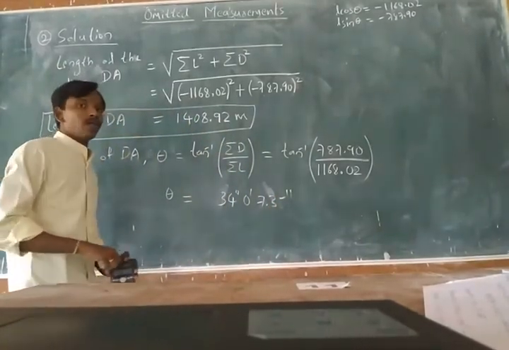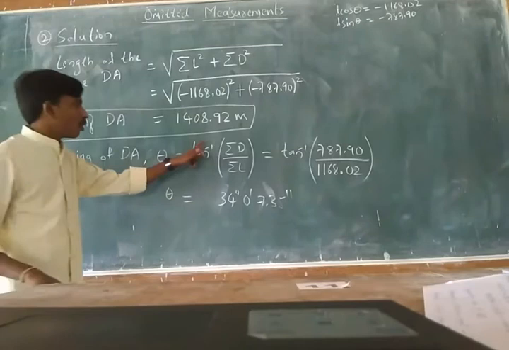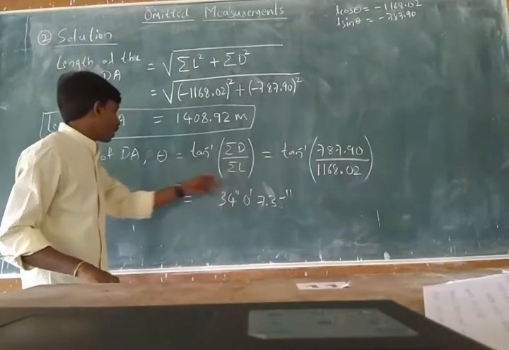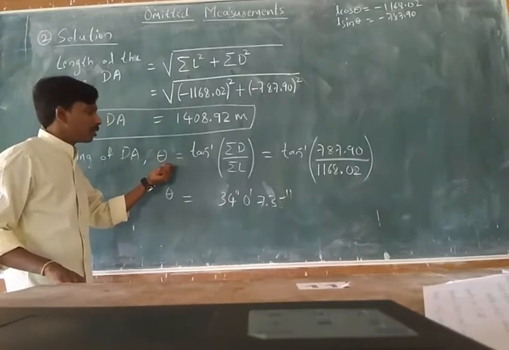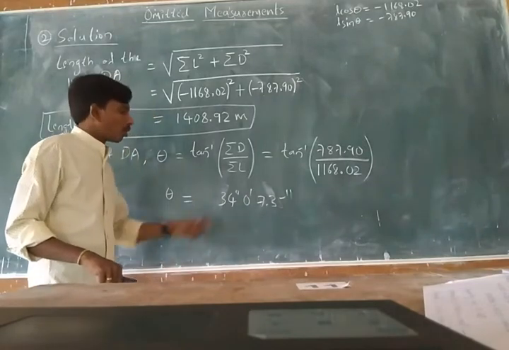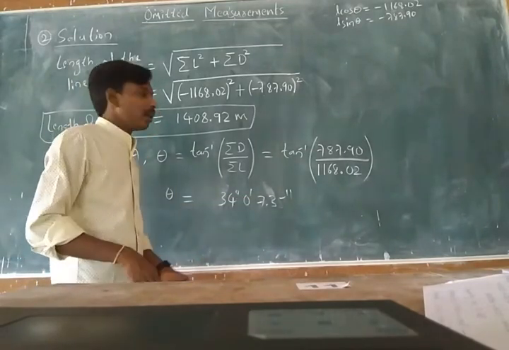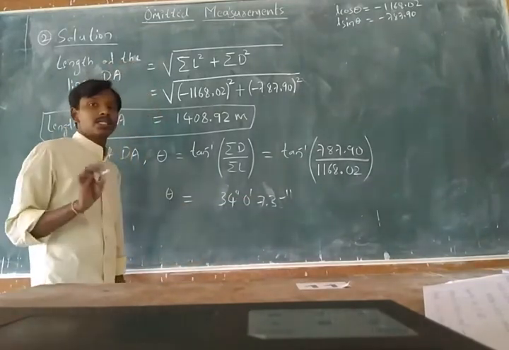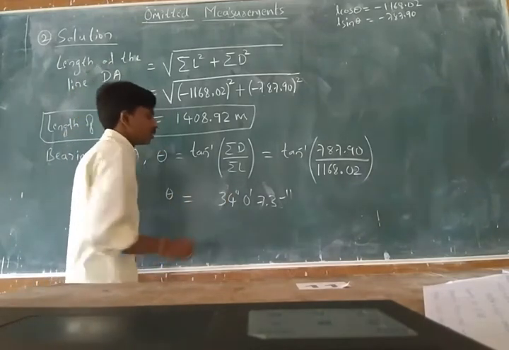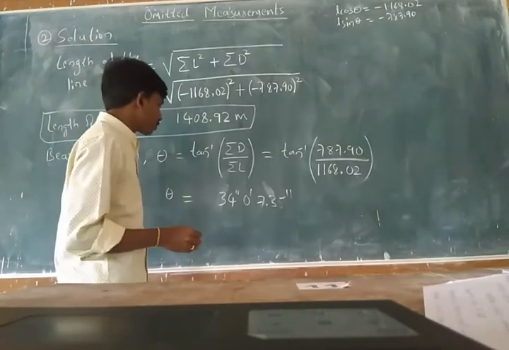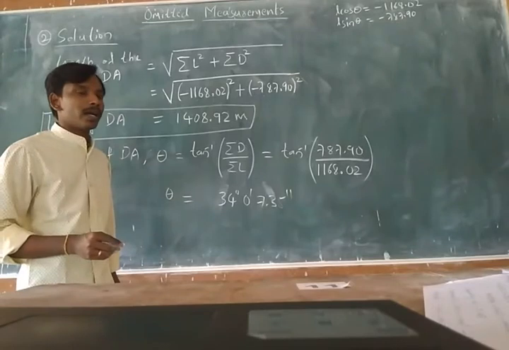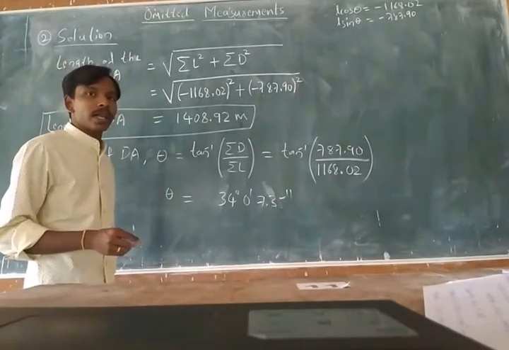Now, whenever you use the formula tan inverse of sigma departure divided by sigma latitude to calculate the bearing of any line, the obtained value will always be in the quadrantal bearing system or reduced bearing system. So here, as it is in quadrantal bearing system, we have to denote the quadrant and we have to denote the directions.